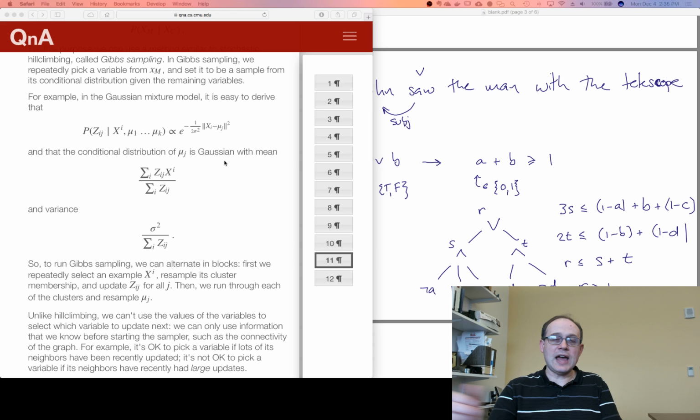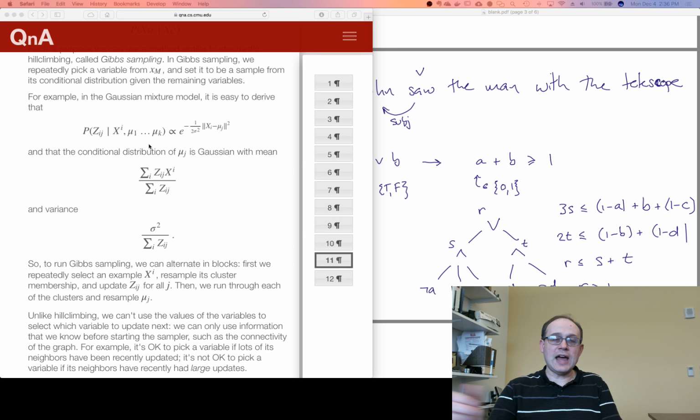And so you can fix all of the means and sample all of the cluster assignments independently. And then the same thing, you can fix all of the cluster assignments and sample all of the means independently. And so that would be block Gibbs sampling. And in general, you just keep doing this for a long time.